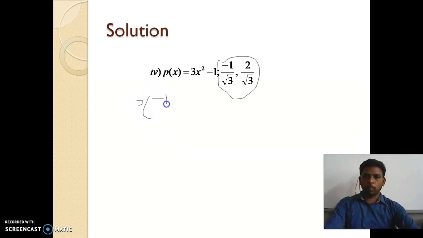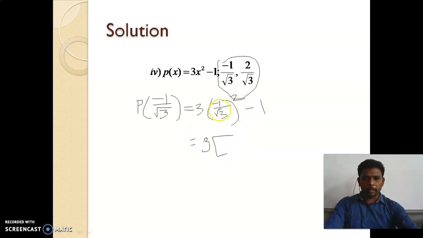So P of minus 1 by root of 3 equals 3 into, instead of x, minus 1 by root of 3 whole square, because the square is there, minus 1. So equals 3 into, if you square the numerator, minus 1 into minus 1, multiply 2 times, so plus 1 will come, divided by root 3 whole square. Root 3 whole square means we multiply root 3 into root 3 two times, because the power is 2. If you multiply we get root of 9. The square root of 9 is nothing but 3. So the denominator is 3 here, and minus 1.